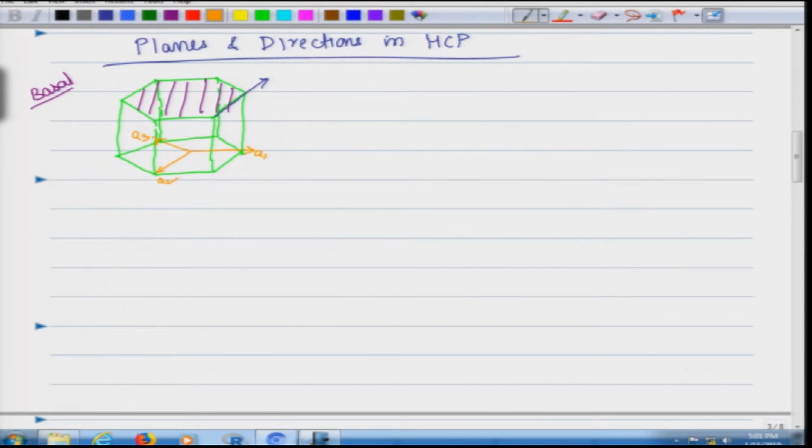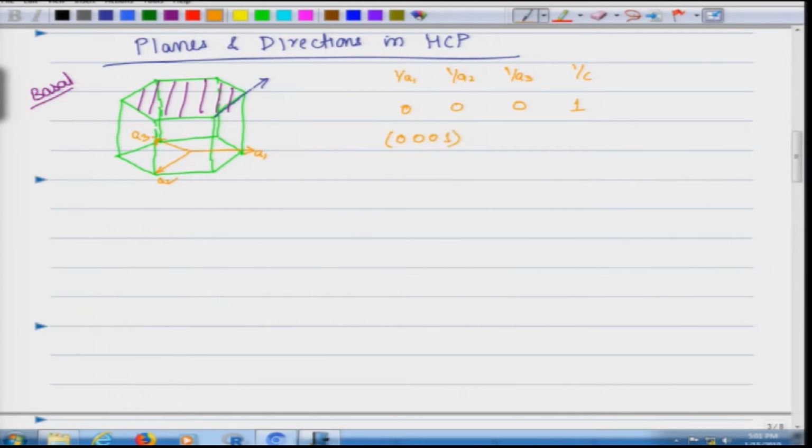Now, since this is parallel to the plane, obviously A1, A2, A3 are all 0, and the only direction that will lie over here would be in the C, and therefore, it will be equal to 1. Therefore, this is much simpler. We are talking about 1 by A1, 1 by A2, 1 by A3, 1 by C, and since there is no intersection in A1, A2, it is equal to infinity. So, 1 by infinity is 0, 0, and the sum of this is 0, this is 1. So, it remains 1, and therefore, the plane is 0, 0, 0, 1.